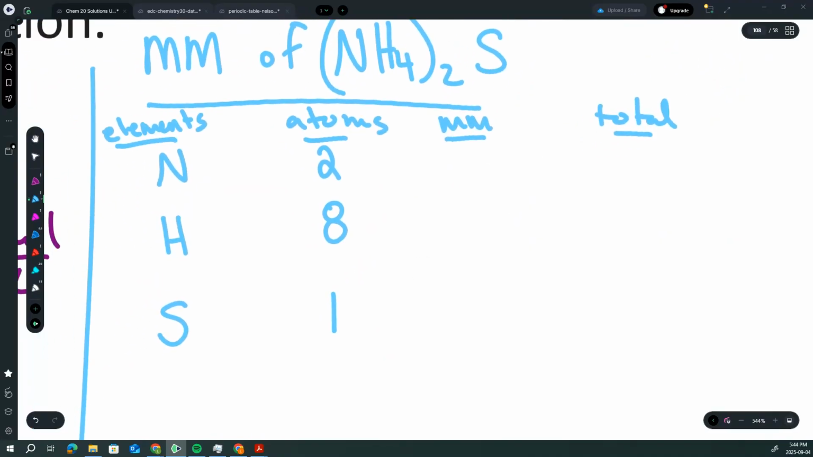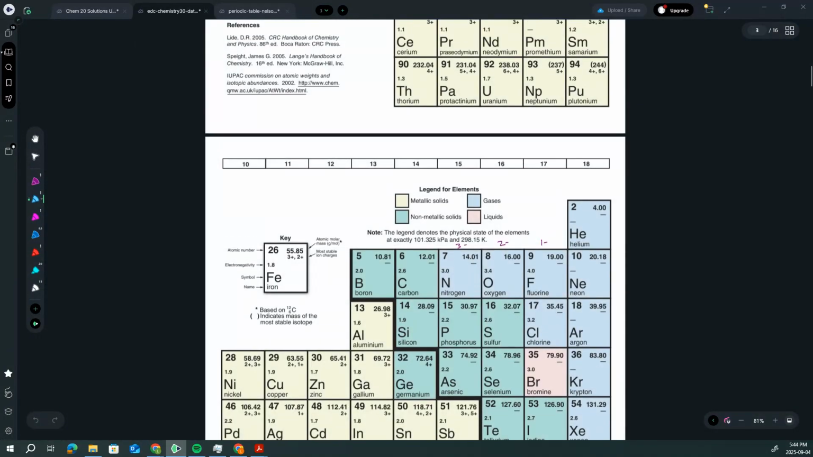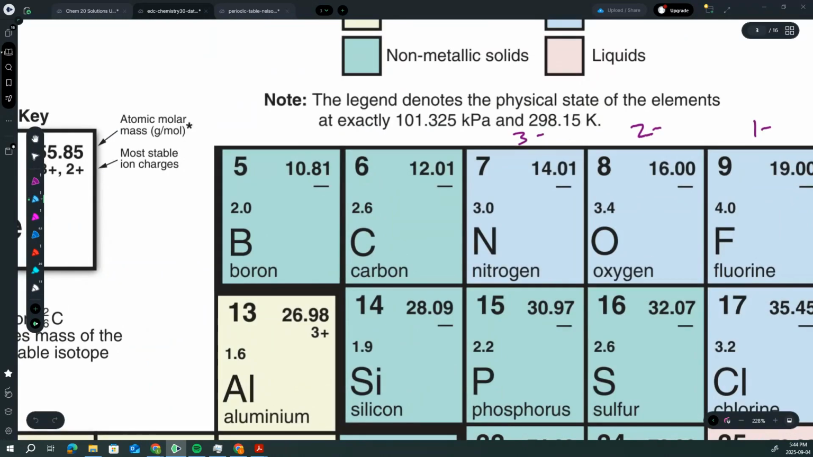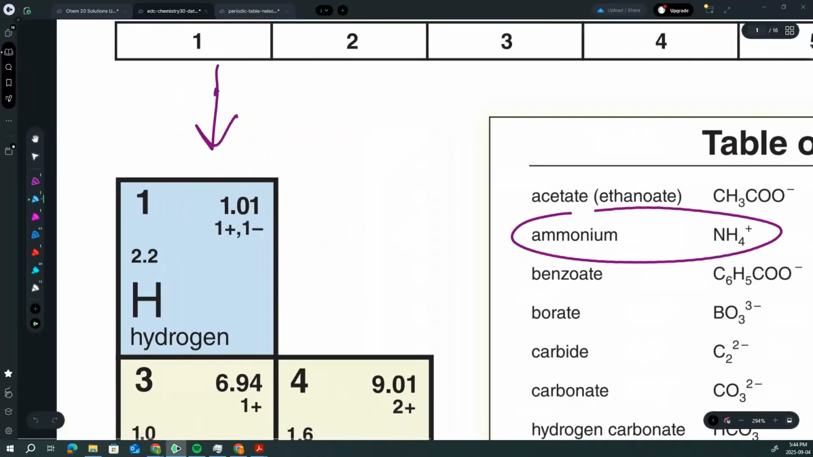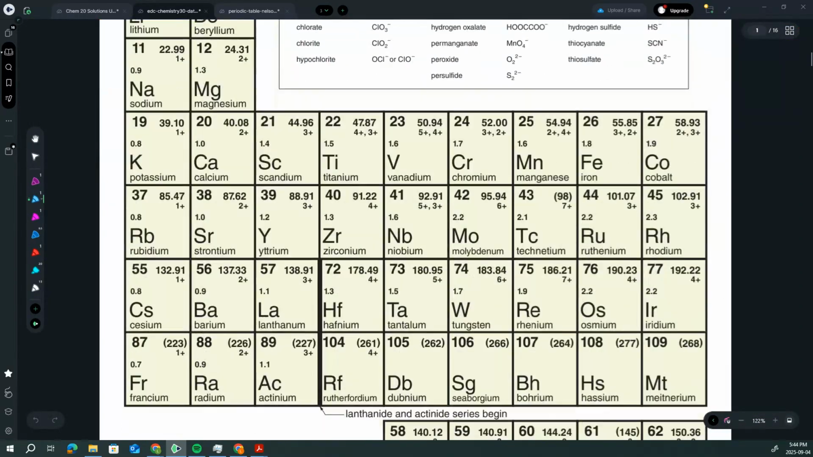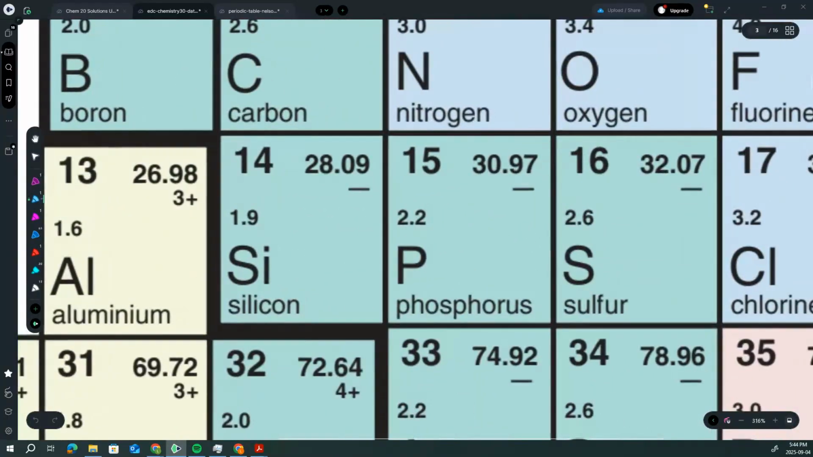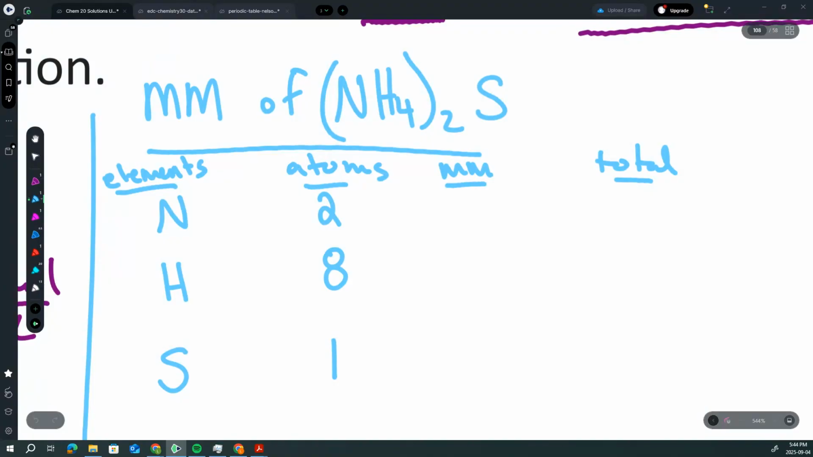Now the molar mass for all of these, we're going to find on our periodic table. So nitrogen is going to be 14.01. Hydrogen is going to be 1.01. And then sulfur is 32.07. And all of these are in grams per mole.